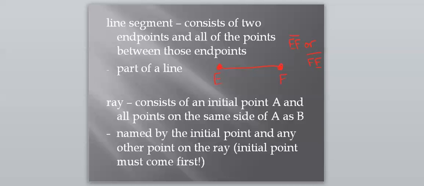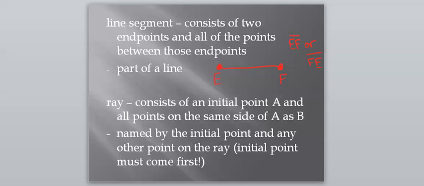The next word is ray. A ray consists of an initial point A and all the points on the same side of A as B. So let's go draw a picture. So we have this point A, we have this point B. So a ray starts with the initial point, that's its beginning point A, and all the points on the same side of A as B.